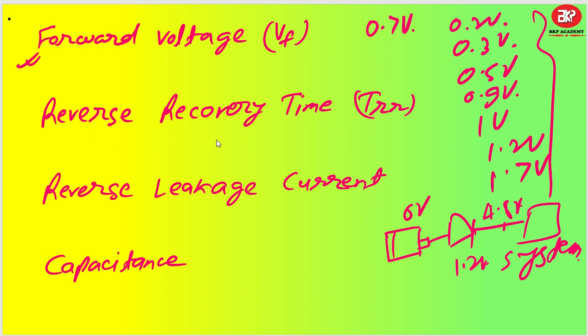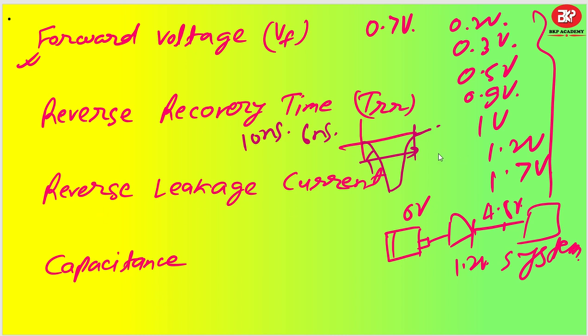Now what is my reverse recovery time? Reverse recovery time is nothing but how quickly the diode returns to the normal position. As soon as you provide a negative voltage, it goes down and then it will try to settle down. So this time is your reverse recovery time. For fast switching diodes, this time will be as low as nanoseconds, like 10 nanosecond or 6 nanosecond. There are diodes which will take some 5 microsecond, so those will be very slow diodes.